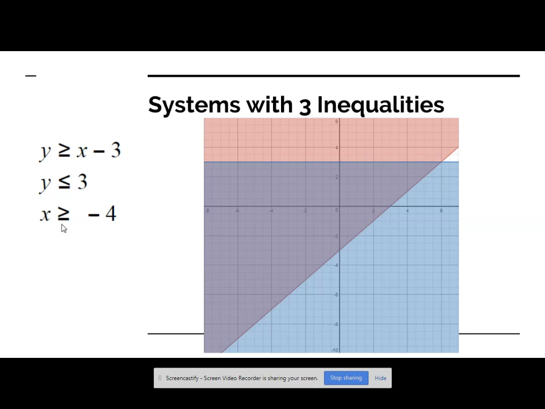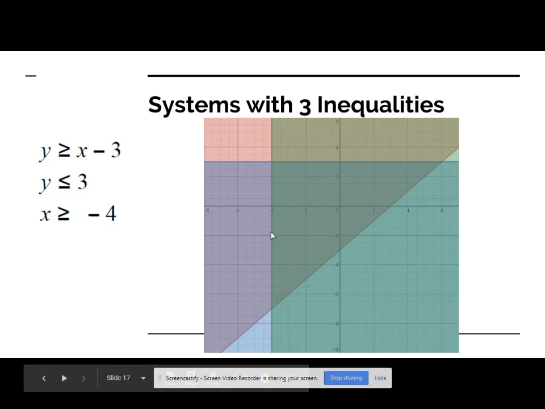Similarly, x is greater than or equal to -4 means that all the x values, 2, 3, 4, 5, 6, -1, -2, are all greater than -4. So I'm going to shade to the right of -4 with that straight up and down line. Remember, I had an undefined slope if it was an x equals or an x is greater than or equal to. We're going to have an undefined slope. The solution set then is this triangle in the middle here. It's where those 3 intersect. So all the solutions, all those shadings intersect right here.